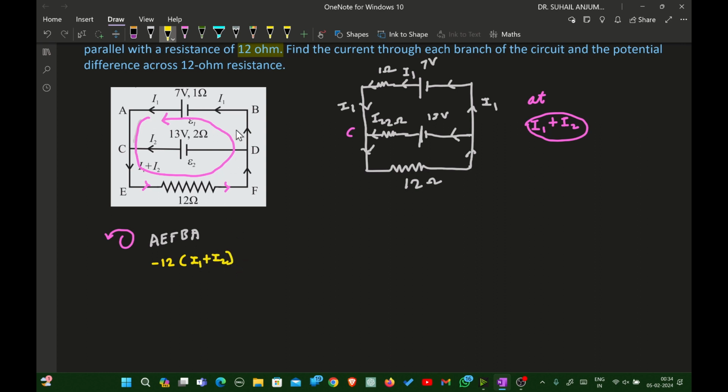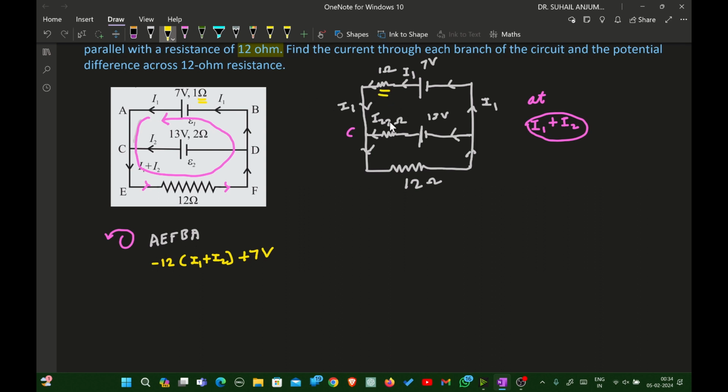Then after this, it goes to this 7 volt battery. Now for this battery, we have seen the rule. When we go from lower to higher voltage, it is always considered as positive. So it will simply be 7 volt. And then as the current flows, we have to consider this 1 ohm resistance also into the picture. So the 1 ohm resistance is here, which I have shown here.